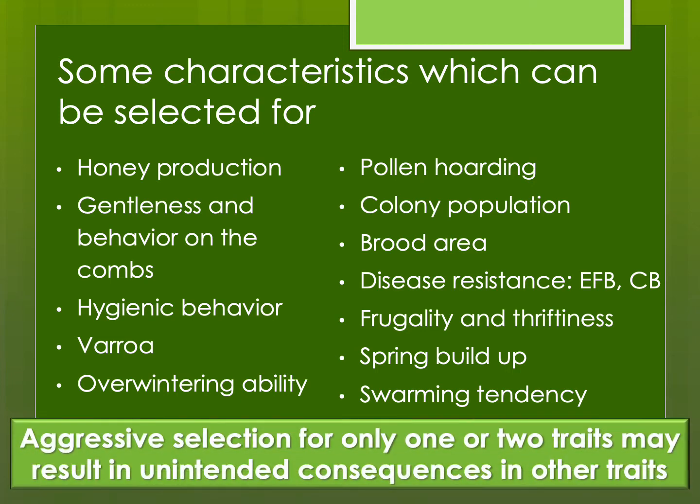You need to be careful because if you aggressively select for only one or two traits, you might have unintended consequences in other traits. For example, strains of bees that were selected aggressively for Varroa resistance might not be as productive or might not be as gentle or have other undesirable characteristics. You need to select from a group or handful of characteristics to try to have bees that have all of the characteristics that you want.